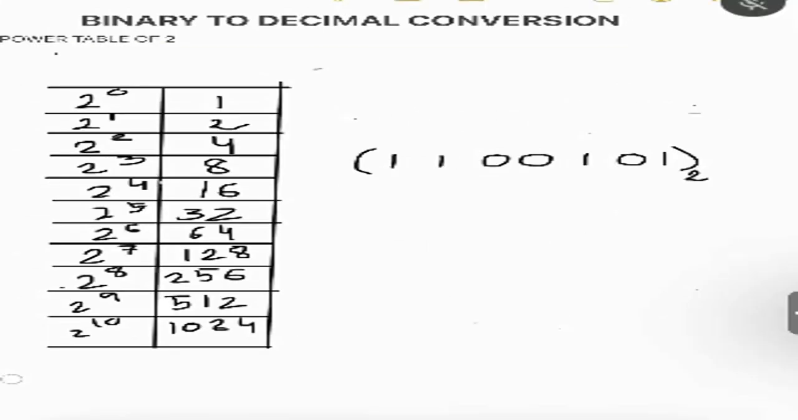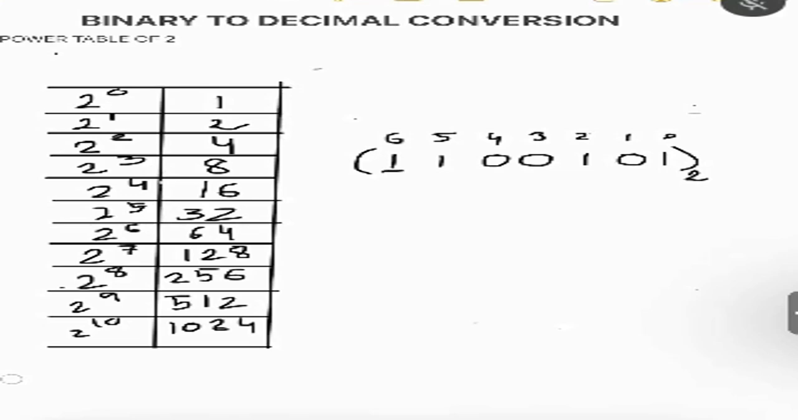Let us take another example. We have to convert this binary number to a decimal number. So we are putting positions from 0 onwards from the right hand side to the left hand side. So 0, 1, 2, 3, 4, 5, 6. Okay. Now what will we do? We will take the numbers from the left hand side to the right hand side, and we are writing like this.